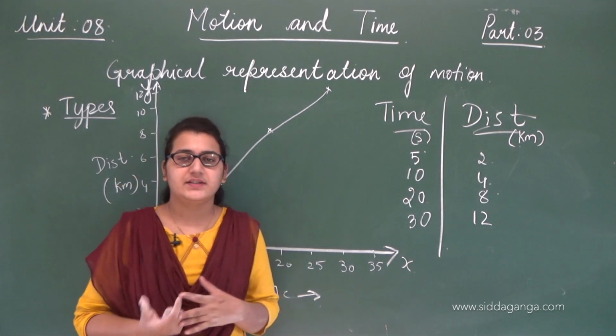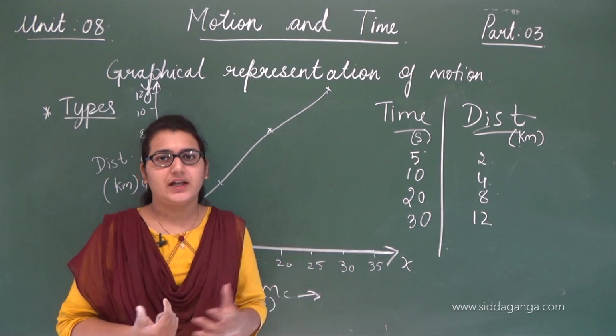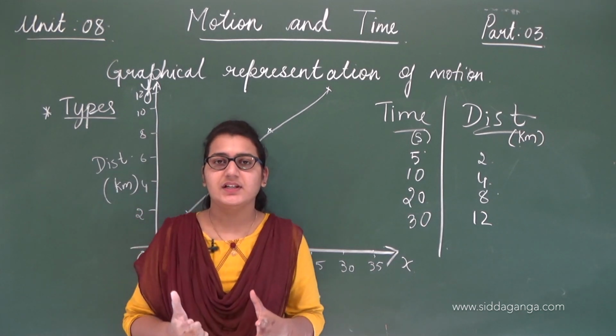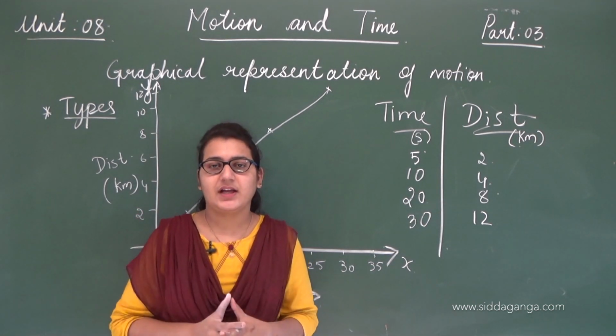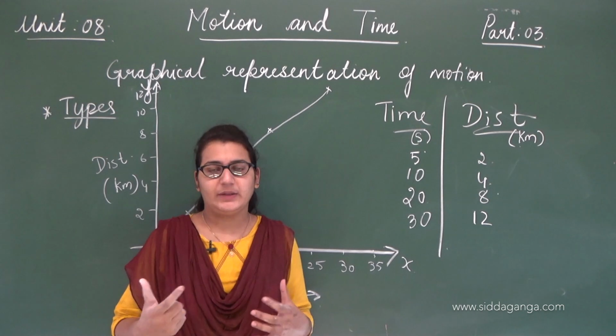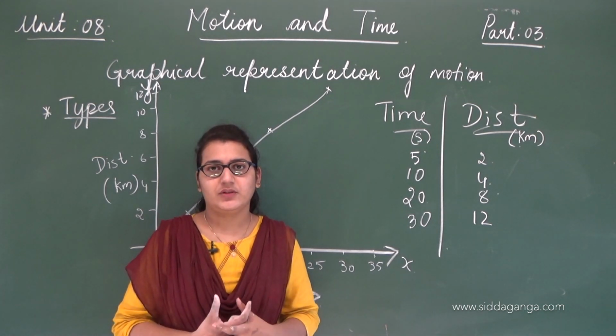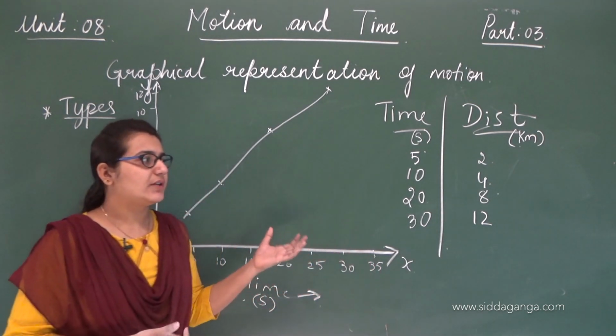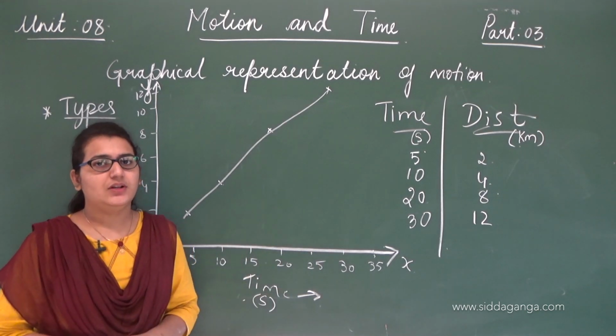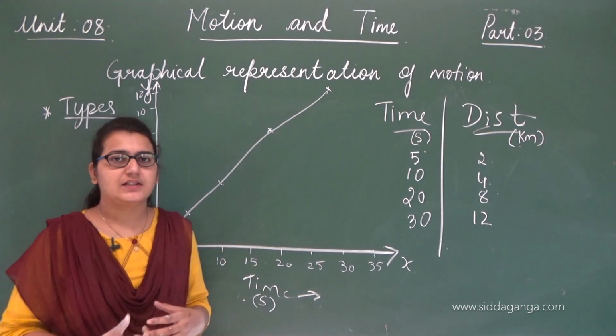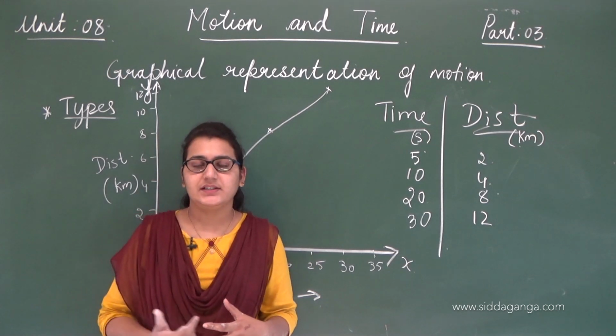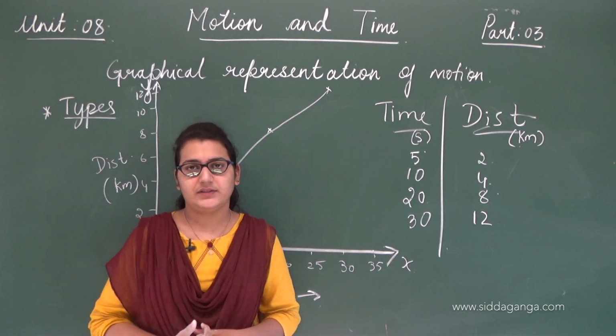Usually distance and time travel we'll plot in line graphs. The graphs are nothing but a way to represent whatever data we have in a pictorial form. So this is about the graphical representation of data. This is it for today's class. In the next class we'll study this distance and time graph in more detail. Thank you.